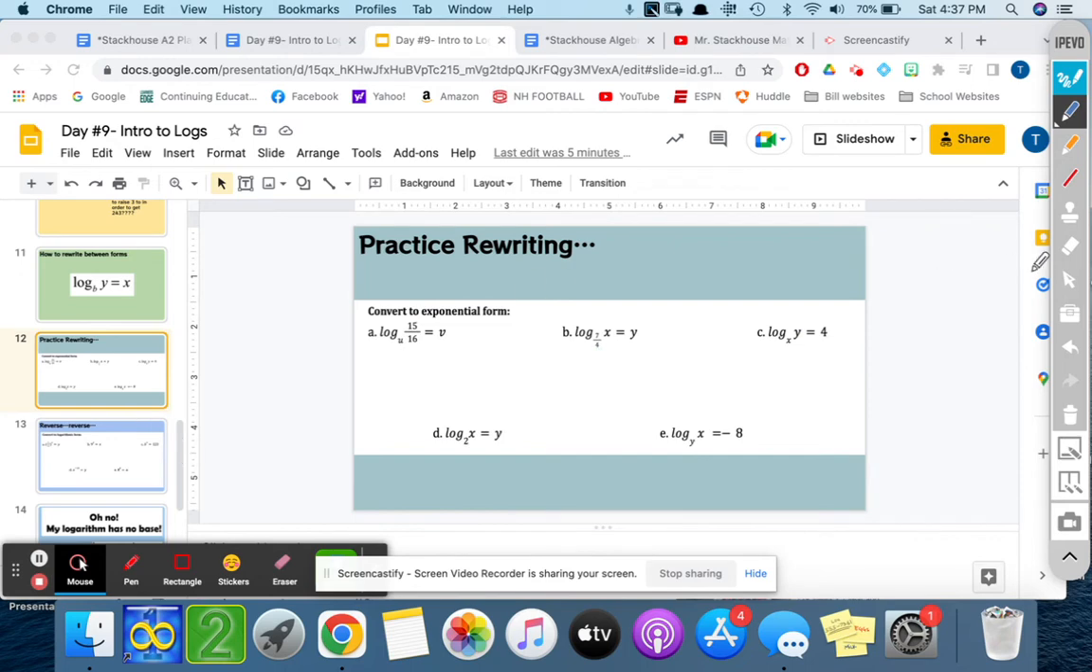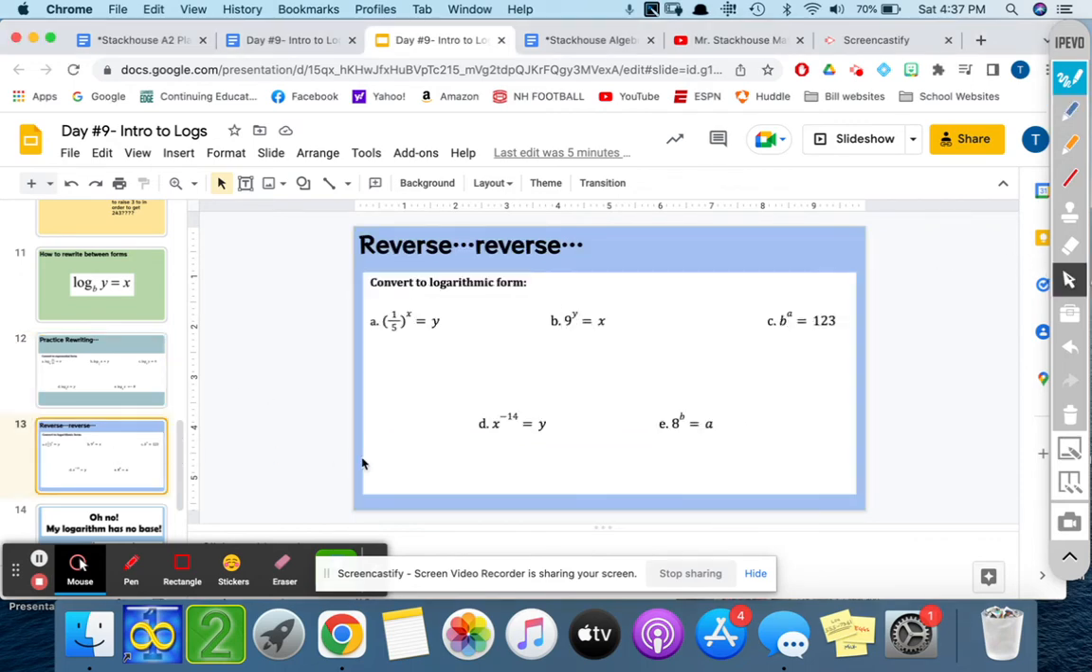All right, so going the other way, that's a little bit tougher. When I do this, I always try to write log base b of x equals y, because I know b to the y equals x. So it helps me kind of see it again.